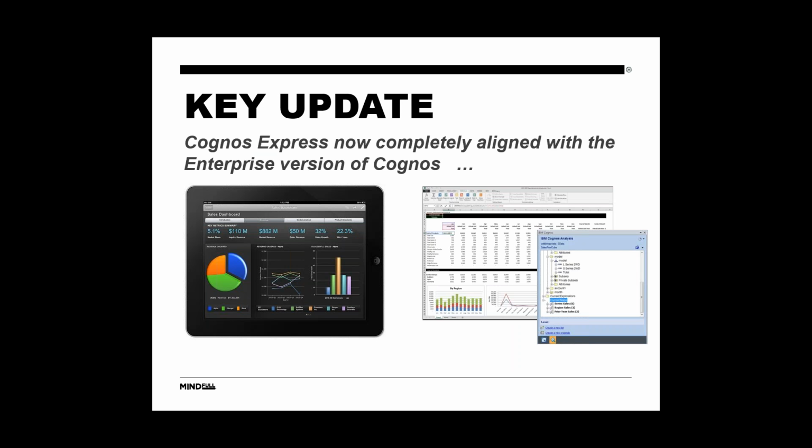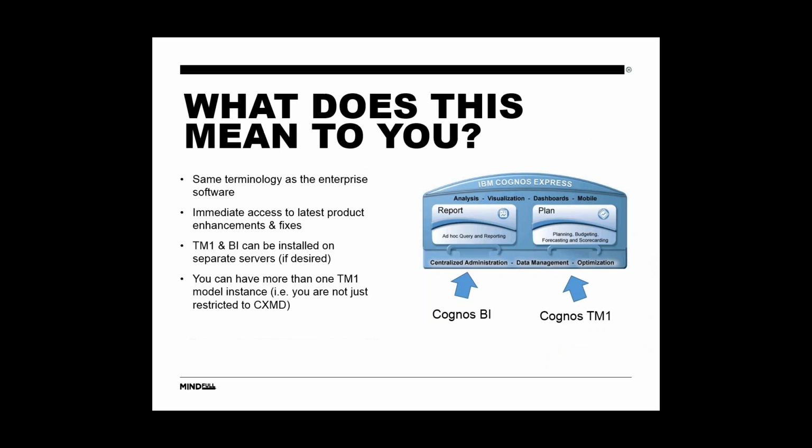Okay, I guess the key update for Cognos Express is they've basically aligned it with the enterprise version of Cognos now. So previously you had Cognos Express as a separate offering, then you'd have Cognos TM1 and Cognos BI in the enterprise world. So what they've done is they've basically done away with the packaged Cognos Express solution as such, and basically just made it so you can install the enterprise components, and the key difference is the licensing. So that brings a number of advantages that I'll take you through during this session.